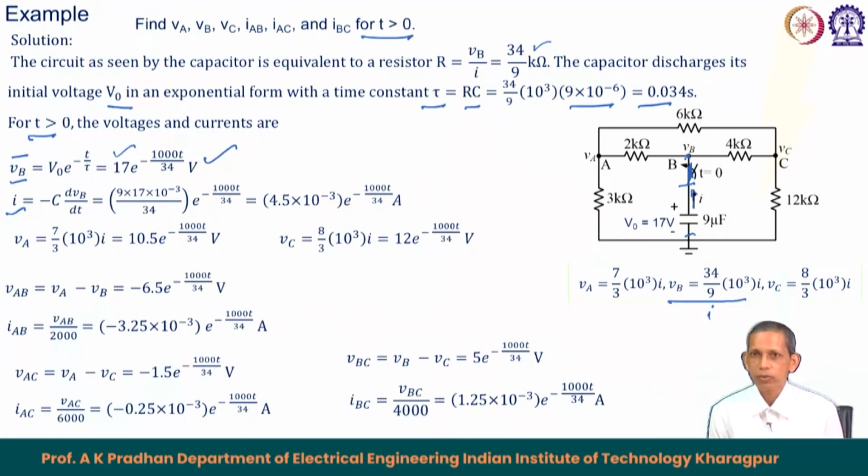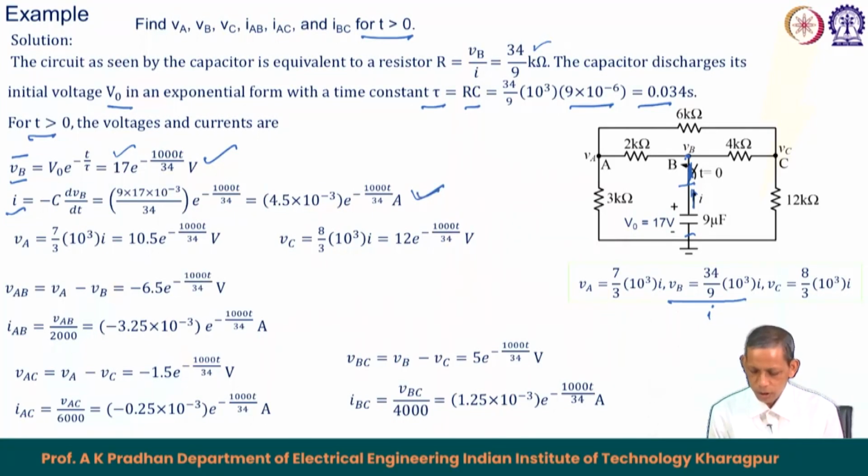Generally, when the current enters the positive terminal of the capacitor, we take it as I equals C dV by dt. This results in the corresponding expression. If you go by this, then the expression for the current becomes 4.5 × 10 to the minus 3 e to the power minus 1000 t by 34 ampere. So, this is the corresponding current.